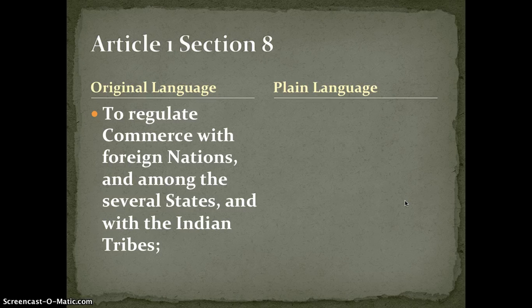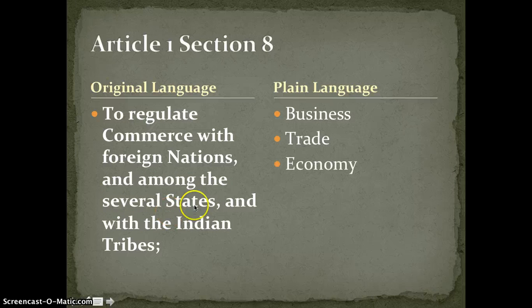And this is a big one, that's why it's in bold. And this means that they're in charge of writing laws about business. Commerce means business. Now, this is business in terms of trade with foreign nations, but it also means that amongst the several states, so if you're trying to buy something from Virginia, that this basically regulates our entire economy.